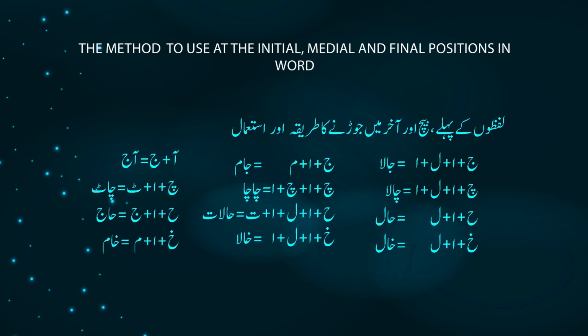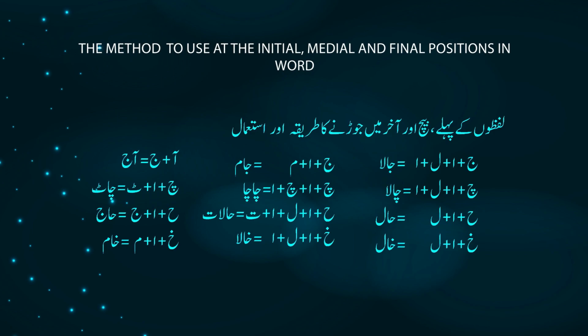So we have 2 short forms in this and alif with 1 full form. Jim with short form, lam with short form. When they are connected and do not come at the end, they turn into short forms. But when they come at the end, most of the alphabets will not change their shapes except some.